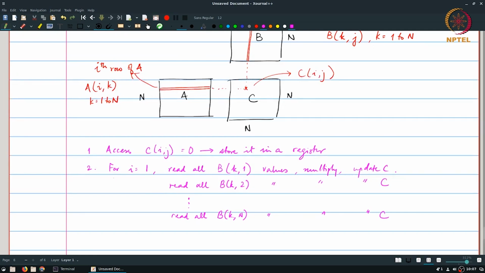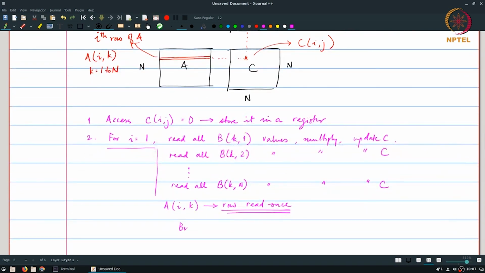You will notice that in order to have done this, I would basically have read in the entire row A of I comma k. This row is read once, but column B of k comma j is read for each of these values, read once for each value of ik.